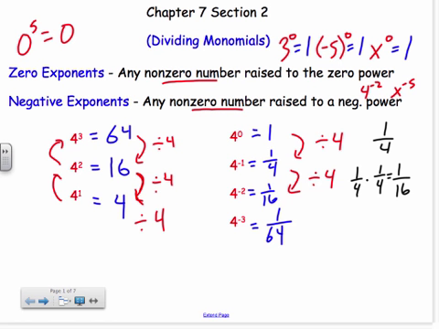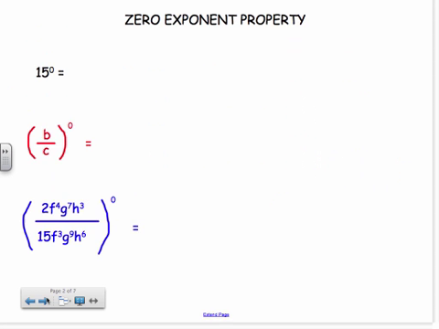But this is why the zero exponents and the negative exponents work the way they do. So, the zero exponent property: anything to the 0 power is 1. So 15 to the 0 power is 1. b over c to the 0 power is 1. And this big monomial here is simply 1. So don't waste your time trying to simplify that thing when anything to the 0 power is simply 1.